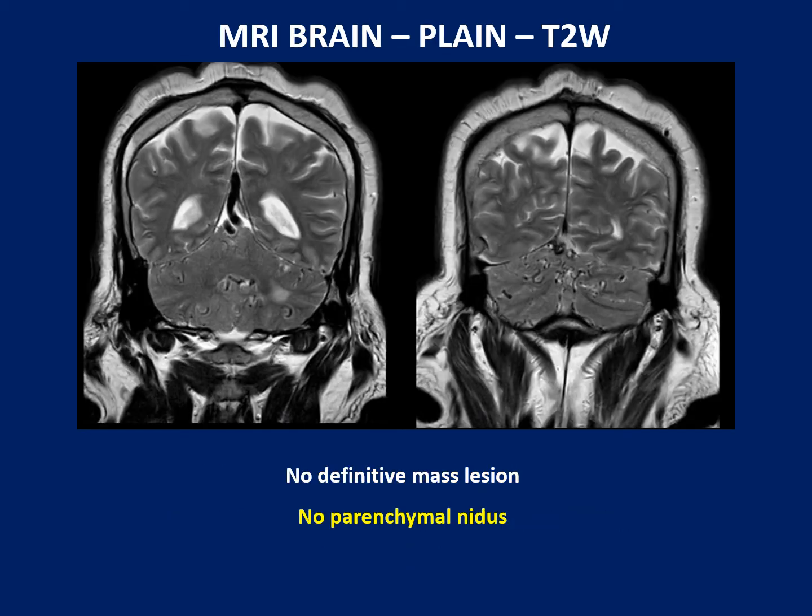On coronal images, again these findings are better appreciated. This is the vein of Galen. These are the multiple dilated tortuous T2 hyperintense vessels, which are more clustered along the tentorium cerebelli and the superior aspect of the cerebellum rather than the inferior aspect. There is no definitive mass lesion. There is no parenchymal nidus which is made out.